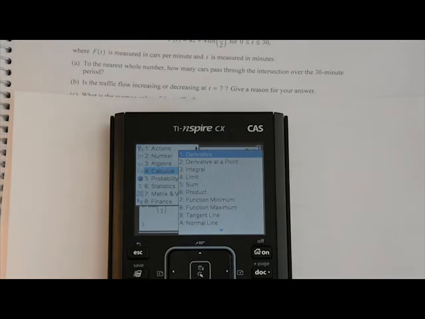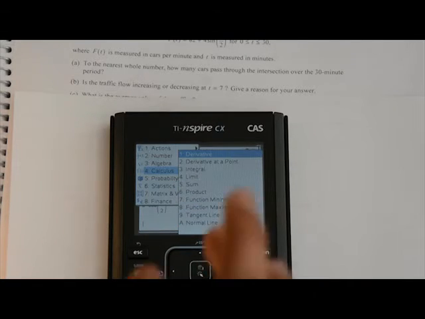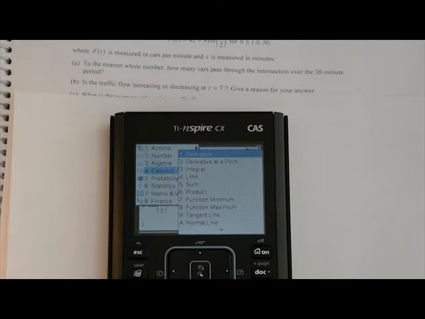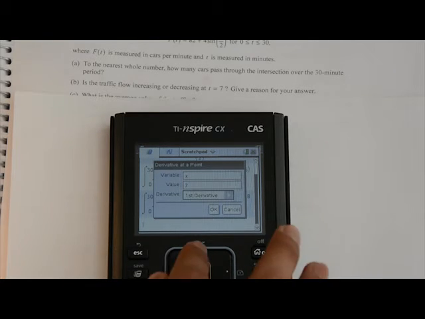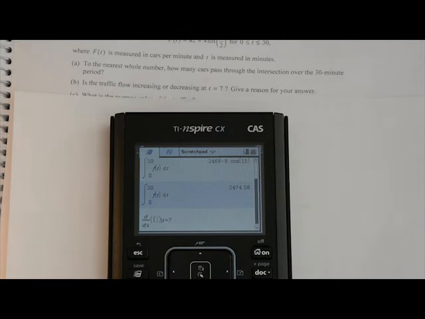To get the derivative at time equal to 7, all you need to do is go to Menu, Calculus, which is 4, and you take the derivative at a point. Here we actually get this pop-up box. If you were to do it the other way, which I'll show later, you can, but here we're just going to look at this right here. We'll be looking at the value, and our value is going to be 7. We're going to hit OK.